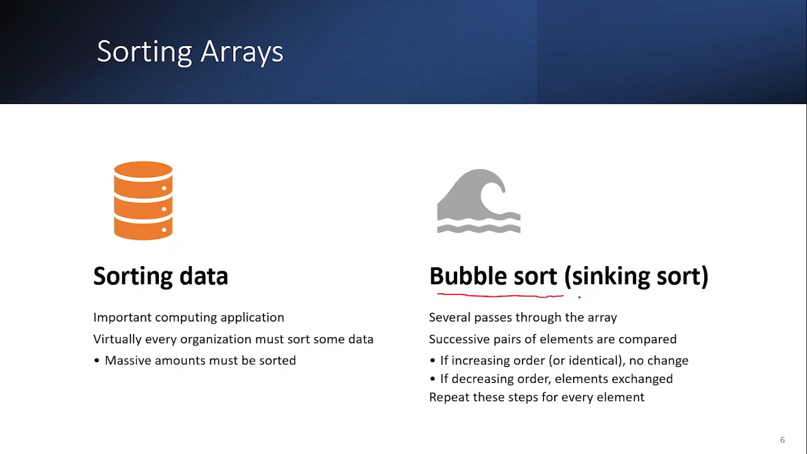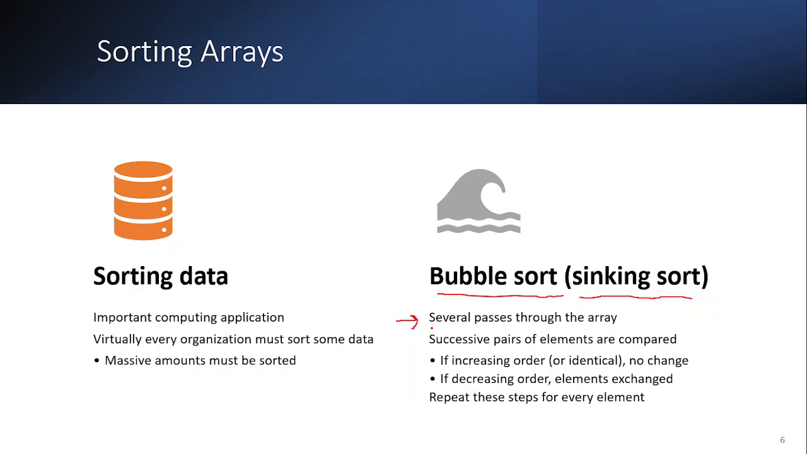It is also called sinking sort. Bubble sort means values can bubble through the array to the top, or they can sink to the bottom of the array. It depends upon what we are doing and how we are doing it. So how does bubble sort work? We'll look at an example and then we'll see how it works.